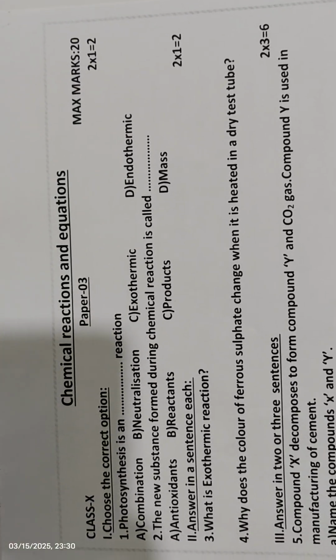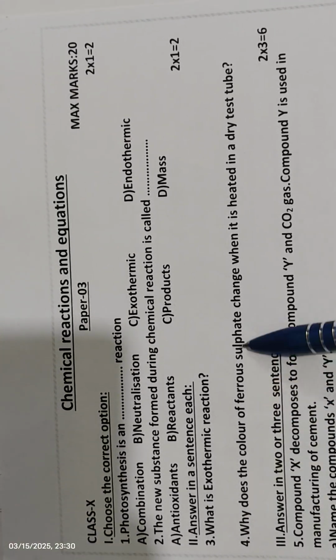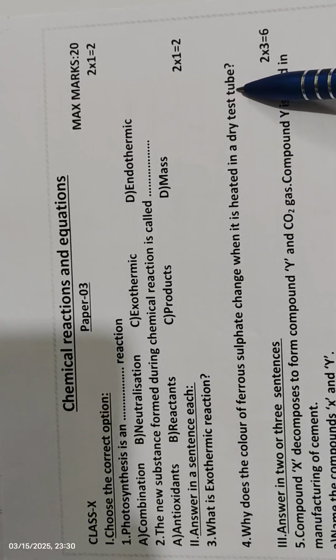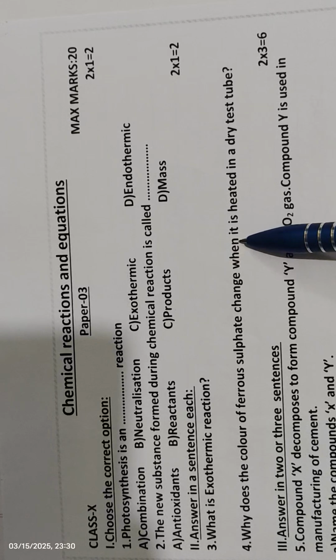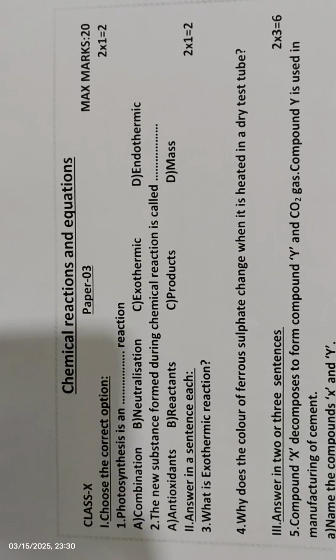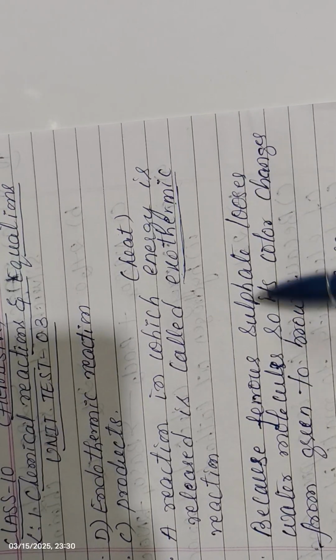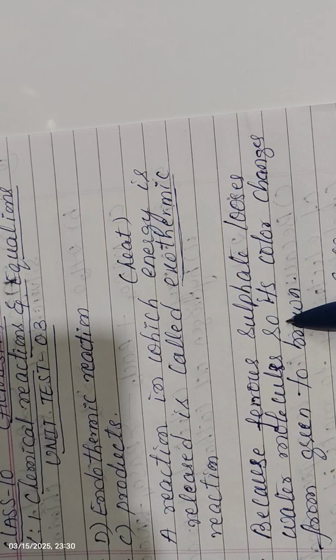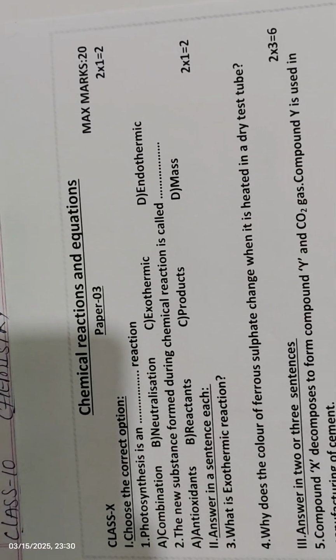Question number 4. Why does the color of ferrous sulfate change when it is heated in a dry test tube? So, we'll answer this question. Because ferrous sulfate loses water molecules. So, this ferrous sulfate loses water molecules, so its color changes from green to brown. So, that's why when it loses the water molecules, the color change takes place.